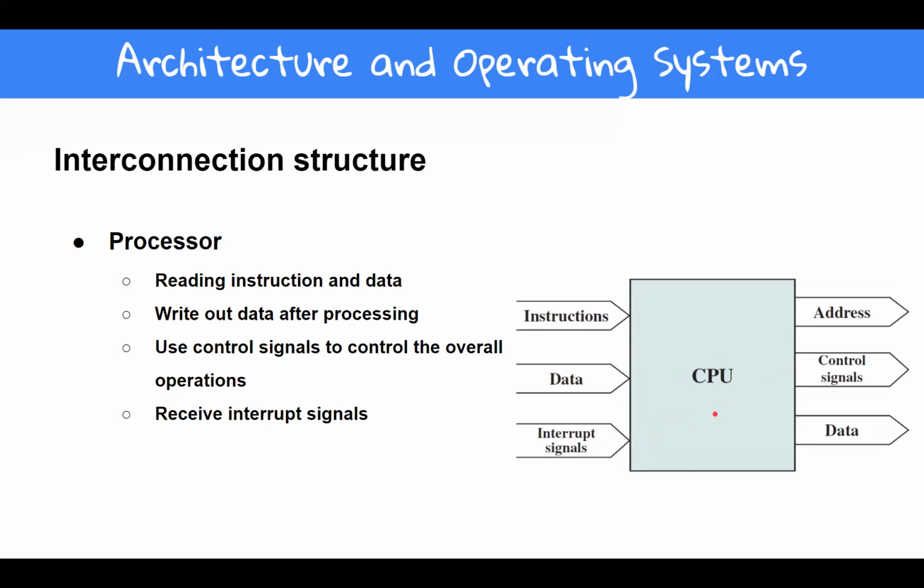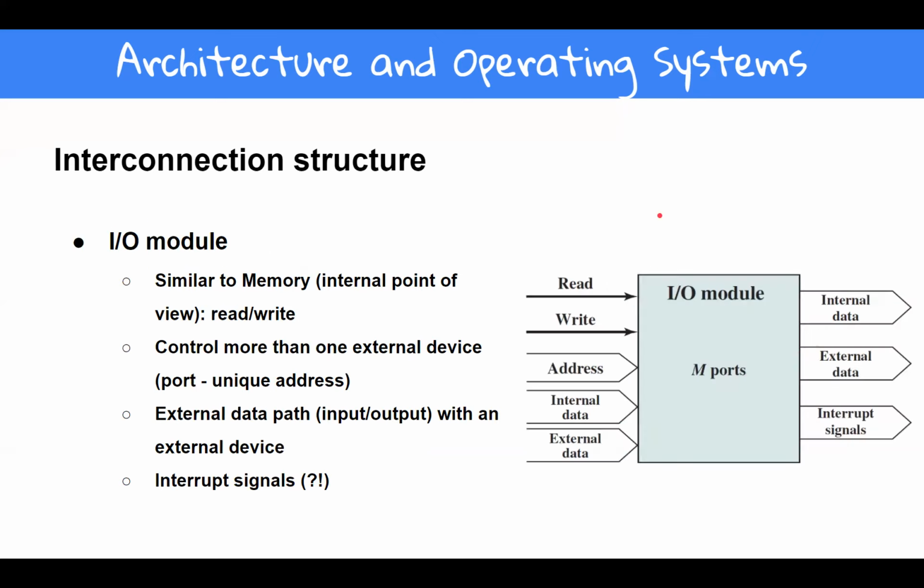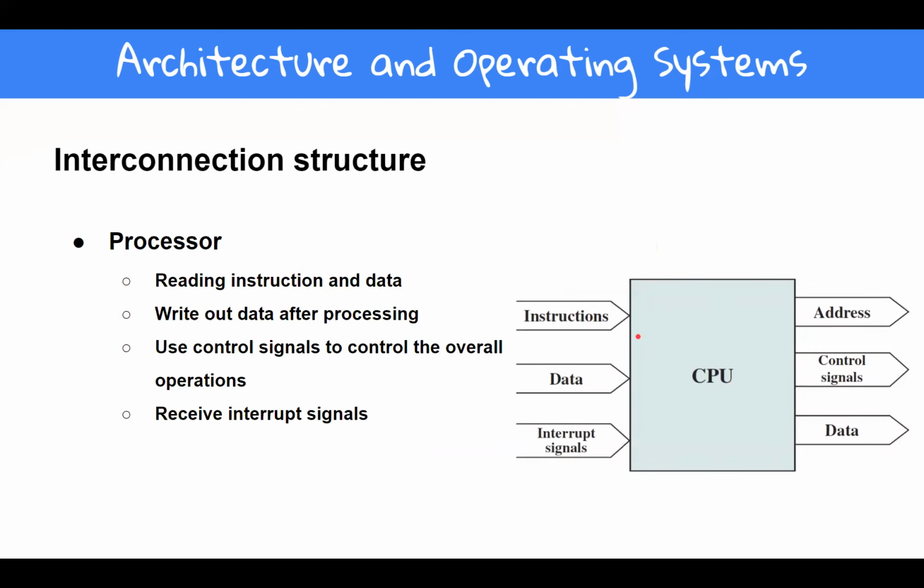The last one is the processor. The processor reads instructions and data. So we've got to get data from the main memory or the input output device, or write on them. This is what we did in fetch execute: receiving data, sending data. When you finish, you want to save it, you send the data to the memory. Use control signals to control the overall operation. The CPU is a control unit, so it should be able to send signals.